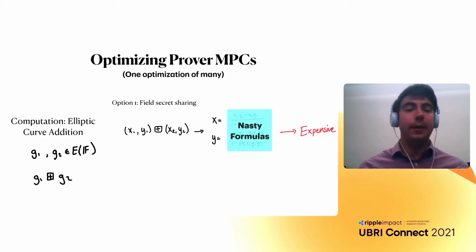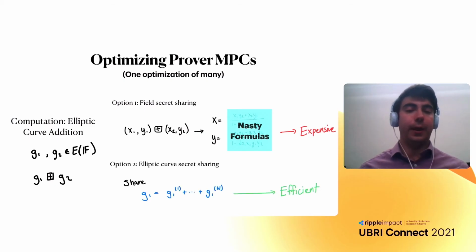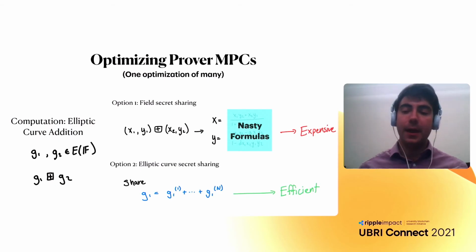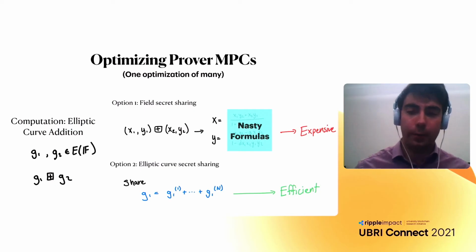What we do instead is we do not represent elliptic curve points as XY pairs where each coordinate is shared. Instead, we directly secret share the elliptic curve point. We take each elliptic curve point and we split it into n different elliptic curve points that sum to the true value. And then we give each prover its own piece of the sum. When you use this representation, if you want to add two elliptic curve points, each prover just adds their part of each elliptic curve point, which is extremely efficient and doesn't require any communication between provers. So this is one optimization that we do.